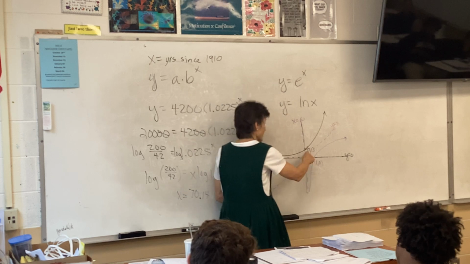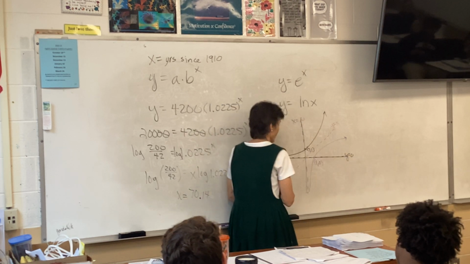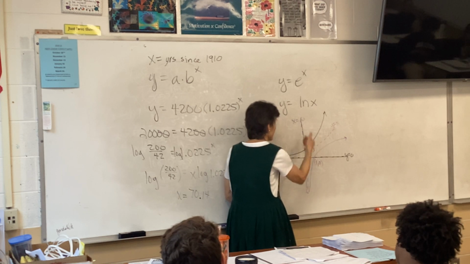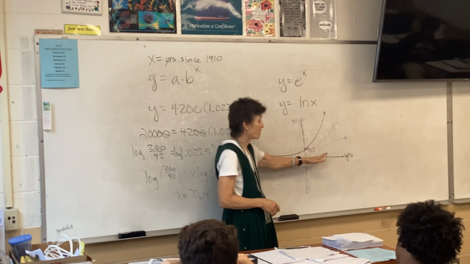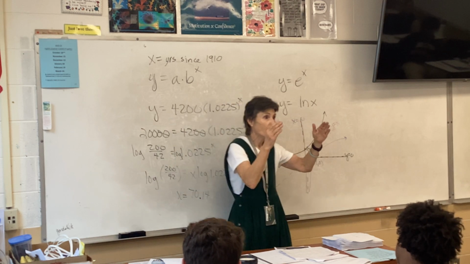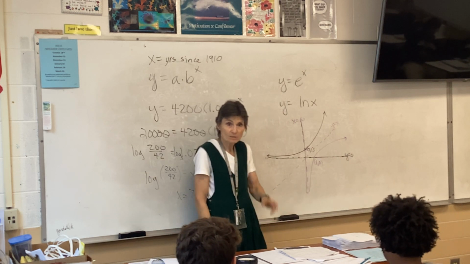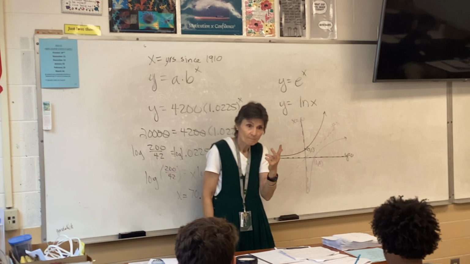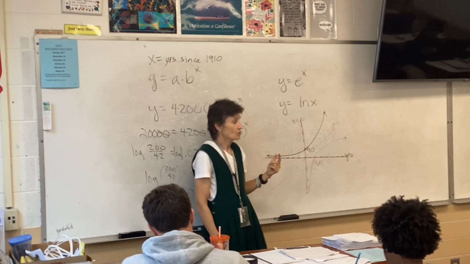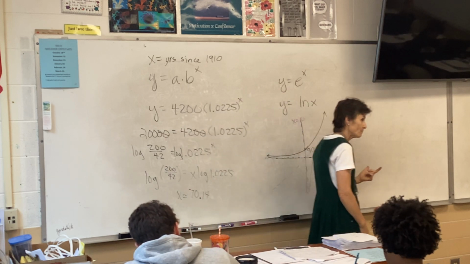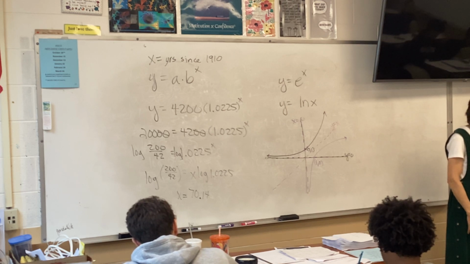This one contained the point 0, 1 and had an asymptote y equals 0. This one contains 1, 0 and has an asymptote x equals 0. The exponential function and the logarithmic function are inverses of each other. Isn't that what happens with inverses? Don't we switch the ordered pairs? They're reflections across the identity line. So what is a logarithmic function? It is the inverse of the exponential function.